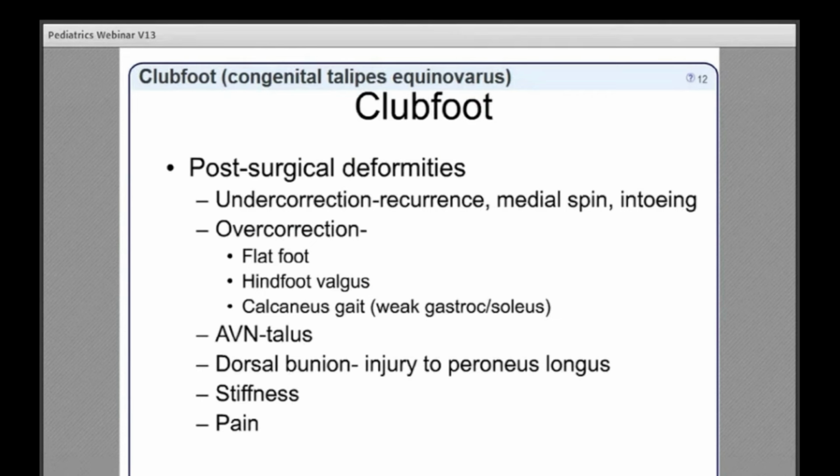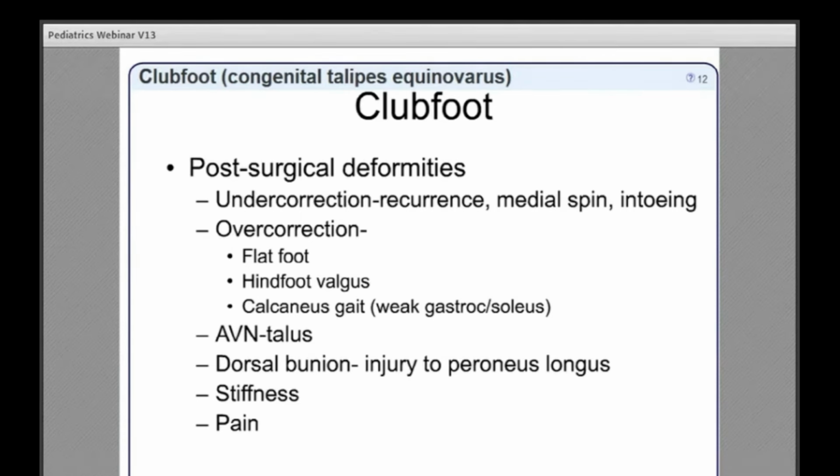Post-surgical deformities include those that are due to undercorrection or recurrence, and that includes medial spin in in-toeing, as well as recurrent equinus, or the other family of problems that are seen as a result of treatment is overcorrection. And so overcorrection is typically a rigid flat foot deformity with hindfoot valgus, calcaneus gait, and weak push-off.